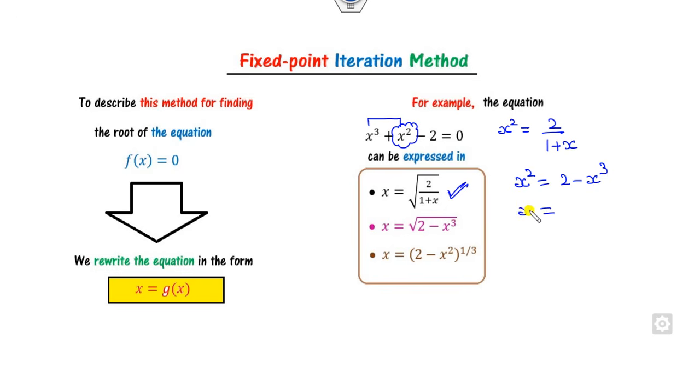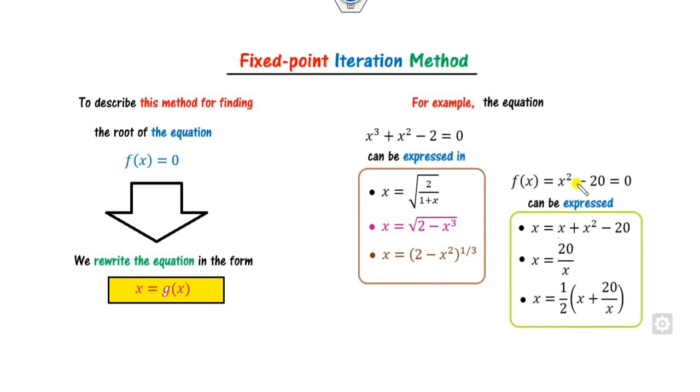So what is my x? This is 2 minus x cube, which is my second expression. Similarly, I can find x from here, that's the cube root of 2 minus x square. So you can see each equation is written in the form x equals g(x), and many more are possible. So clearly it is not unique.